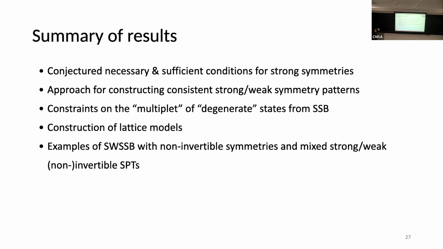if you have questions. And then there's also lattice models that we can construct using the SymTFT approach, similar to these kind of anyon chains. And examples of various interesting kinds of phases, including strong to weak SSB with non-invertible symmetries, mixed strong weak non-invertible SPTs, and also some cases where patterns of non-invertible strong weak symmetries give rise to interesting anomaly-like constraints based on the Hilbert space that I can also discuss if there are questions.